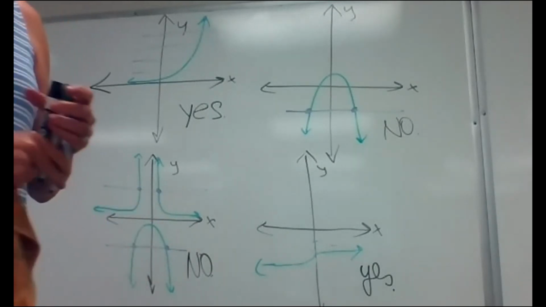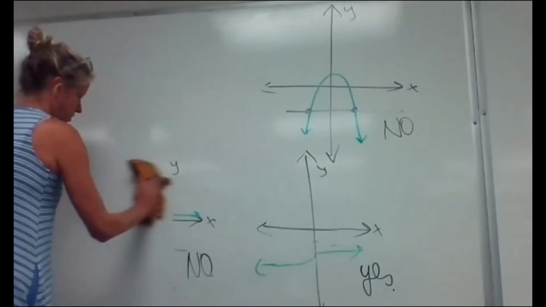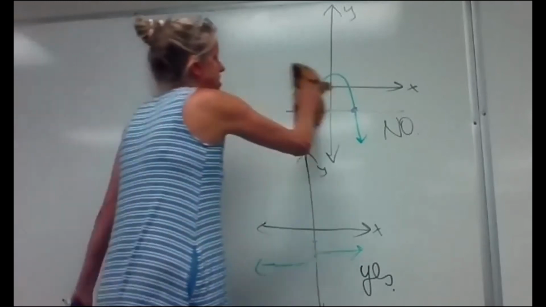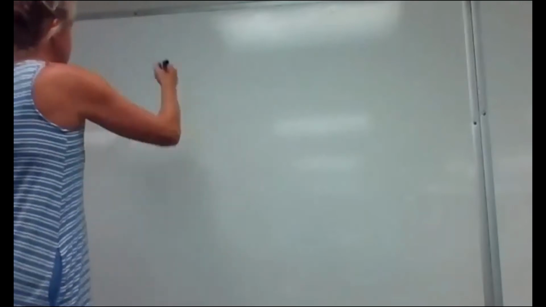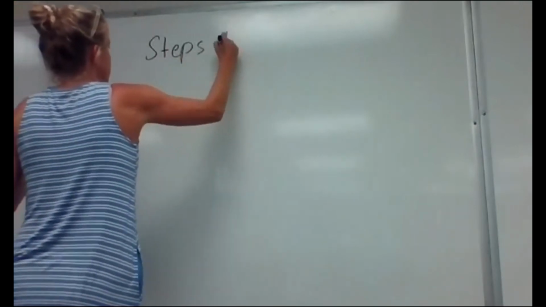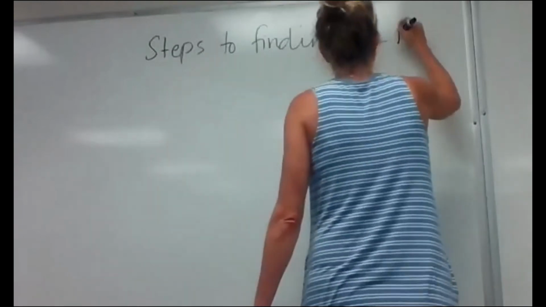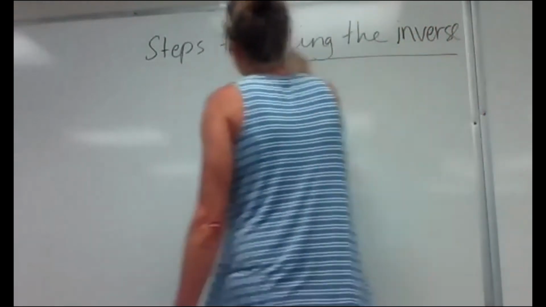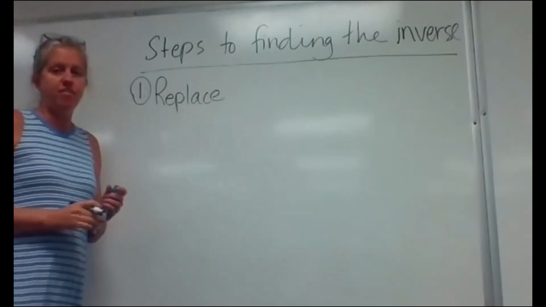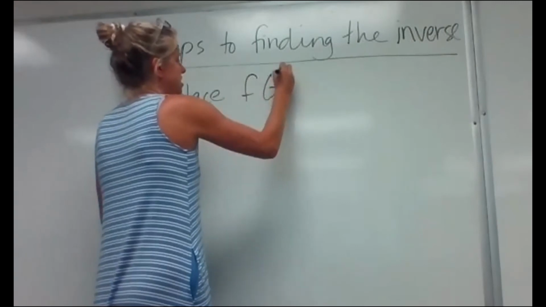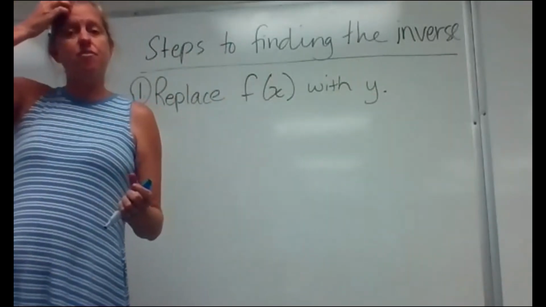All right, number 7. So now what it's going to do is give us a function. First thing it's going to do is ask us if it's 1-to-1. If it is 1-to-1, it's going to say, okay, then what's its inverse? So the first thing you're going to do, if it says f of x instead of y, is replace the f of x with a y, because f of x and y mean the same thing.